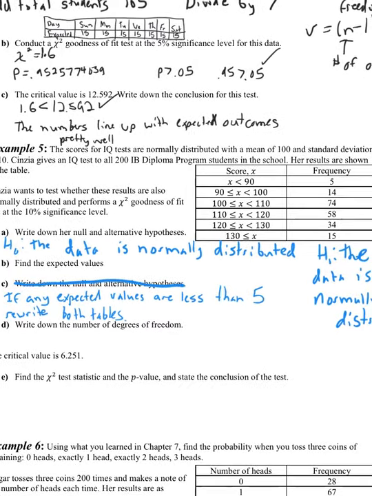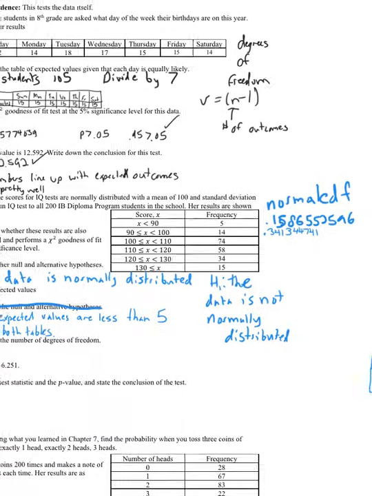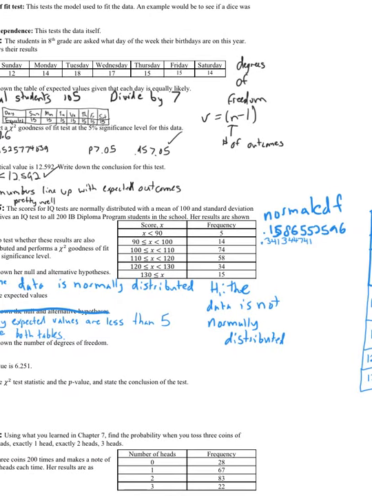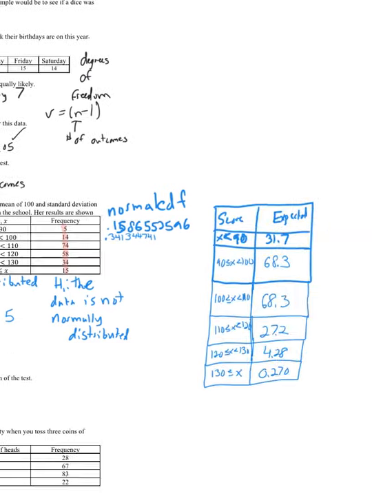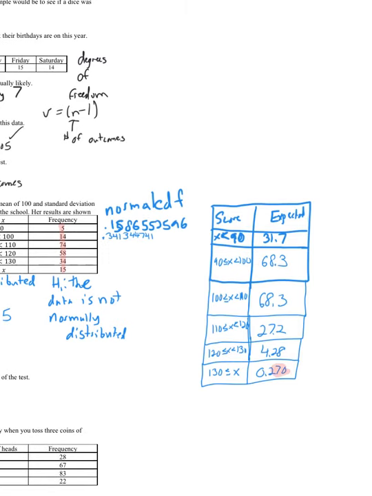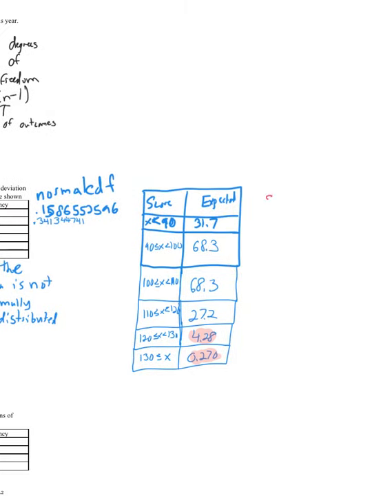So let me show you. This table over here with the frequency is fine because everything's greater than 5. But this table over here, I've got less than 5 students right there, and less than 5 students right there. So what I'm going to do is rewrite this table and say, here's my score, here's my expected value.